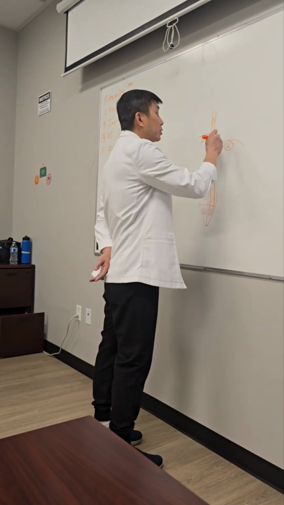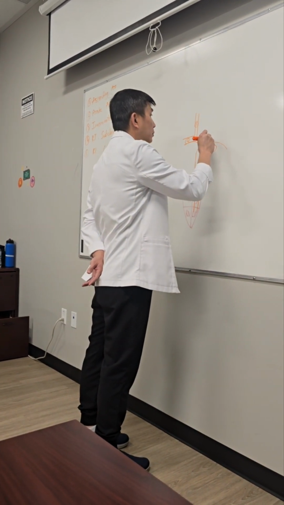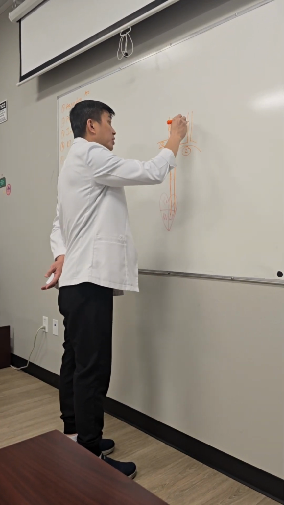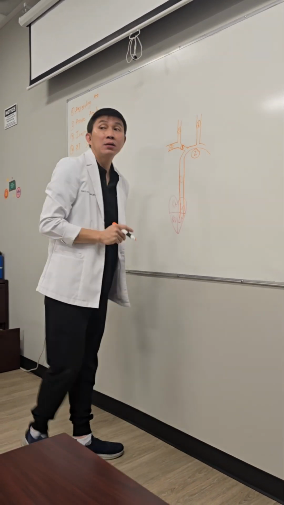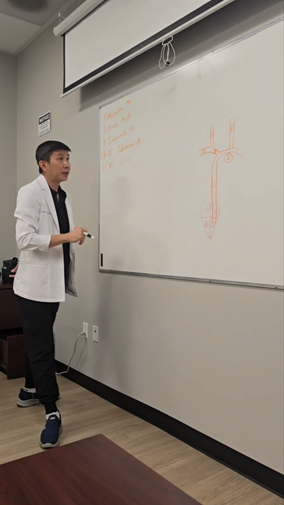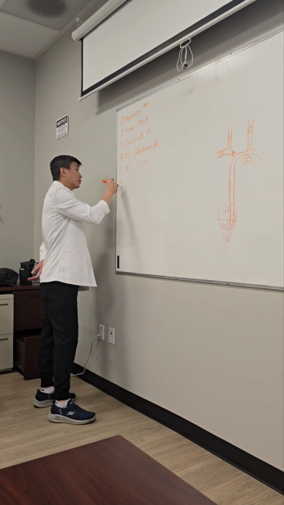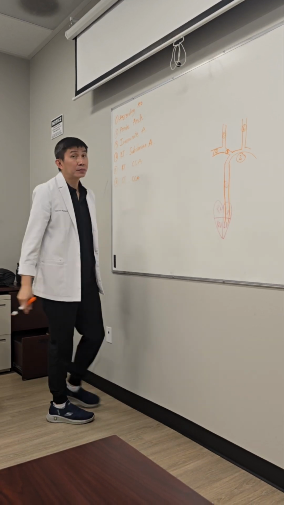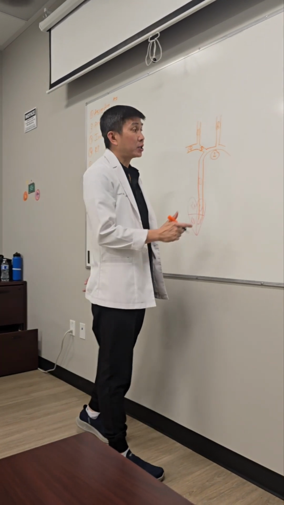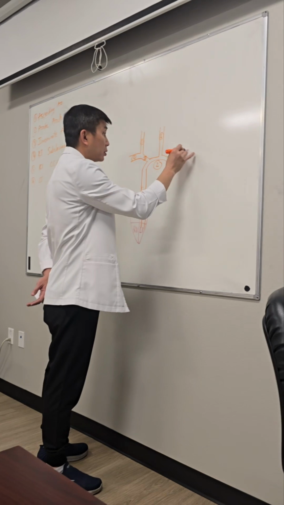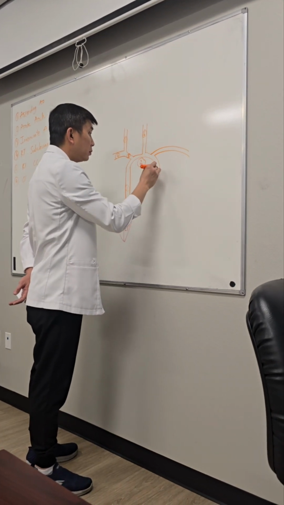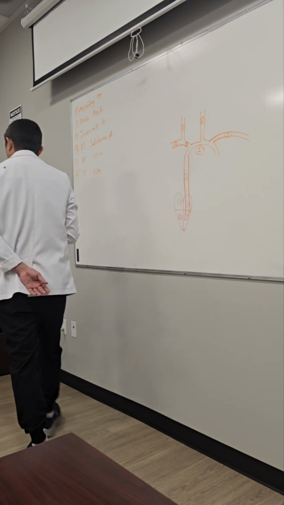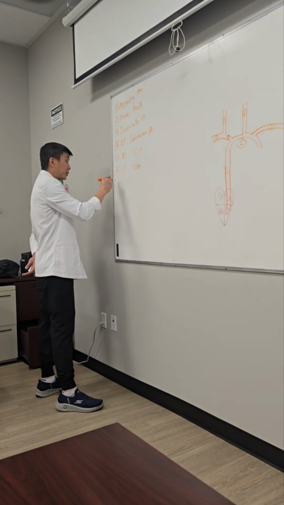The second branch, can you guess? Number 6, left common carotid artery. And the last branch from the aortic arch, number 7, left subclavian artery.